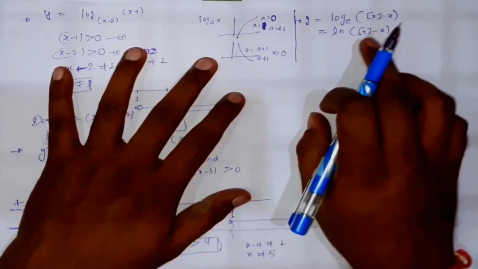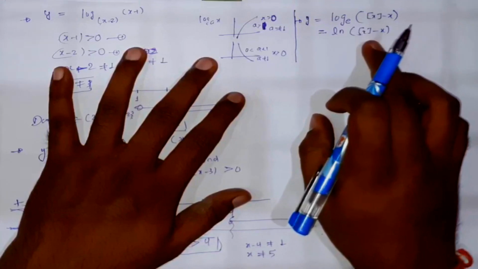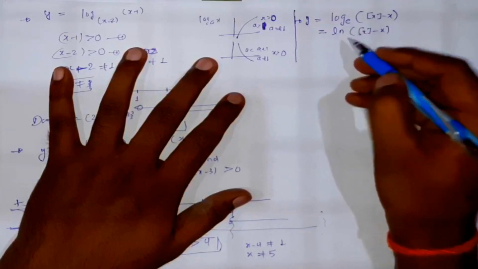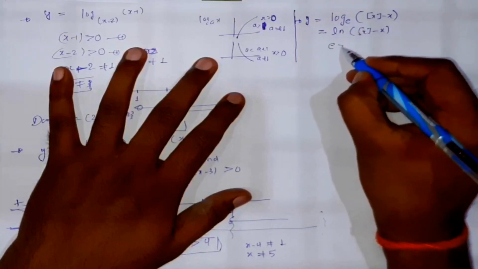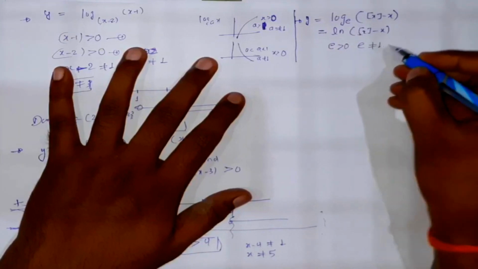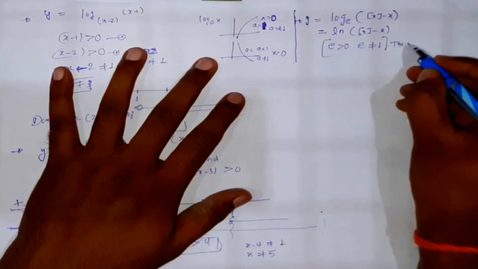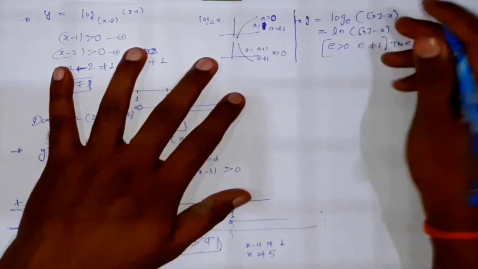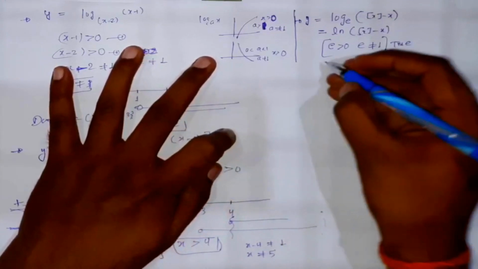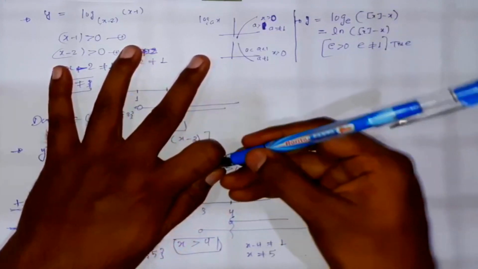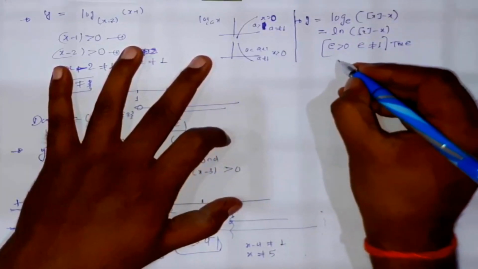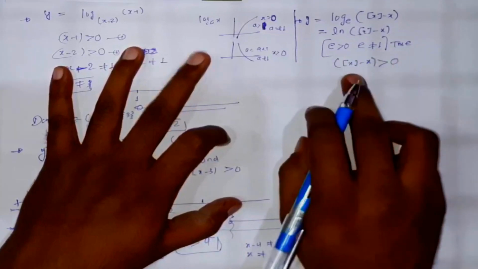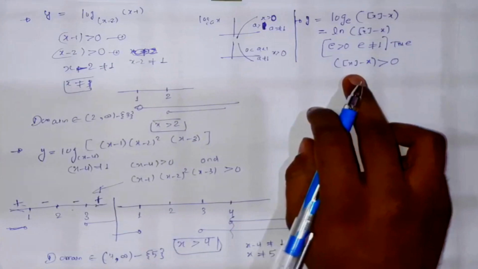I have already told you about the greatest integral function. Here this portion will always be positive, and this will not be equal to 0, because the base should be positive and e should not be equal to 1. These are true, so we don't need to go behind this. We need to go behind only this portion as far as the domain is concerned. So we will do integral part of x minus x should be positive. This is the only condition which will define the domain of this function.